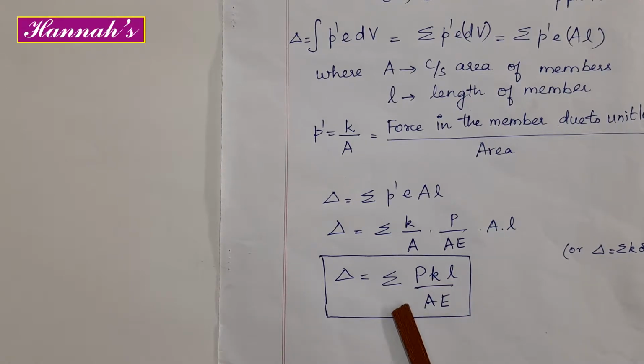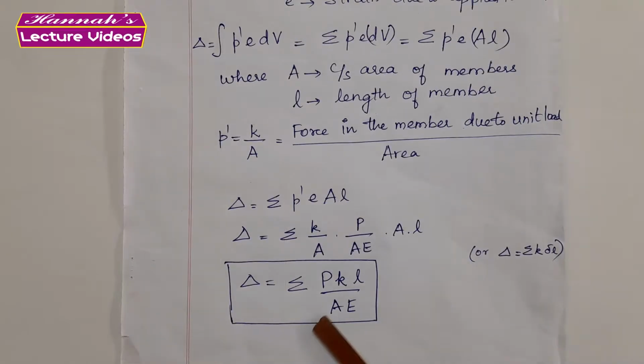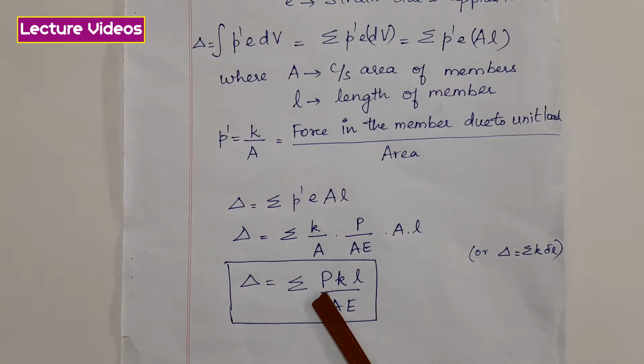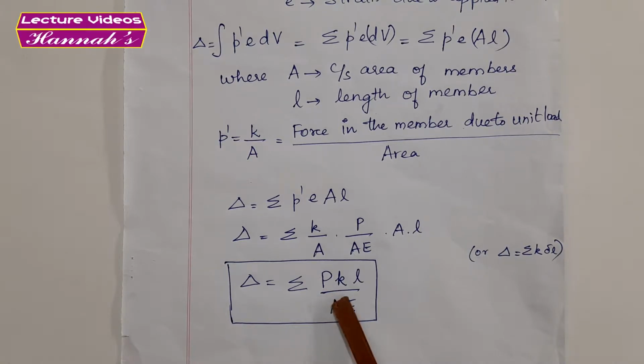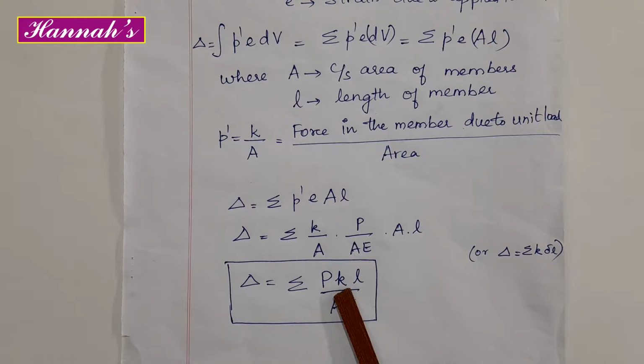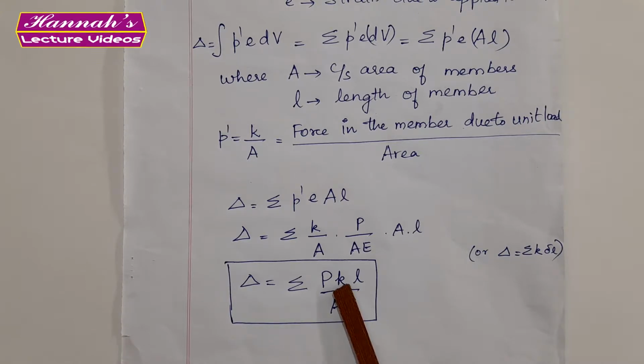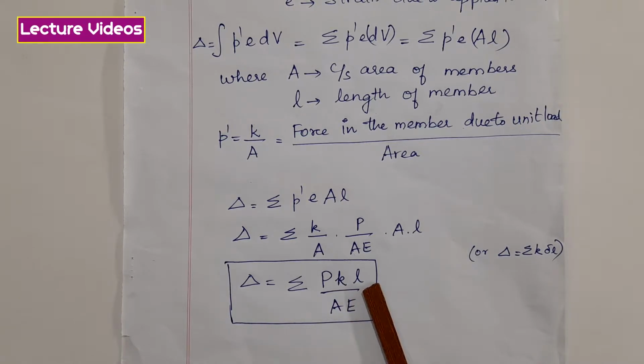Since it is a pin-jointed structure, I do the summation of these values for each axial member. Here we have a multiplication of capital P, or it can be denoted as F, both are the same: the force in all the members due to the given loading. The force in all the members due to a unit load acting in the direction of the deflection being calculated is denoted as k. L is the length of the member, A is the area of the member and E is Young's modulus.